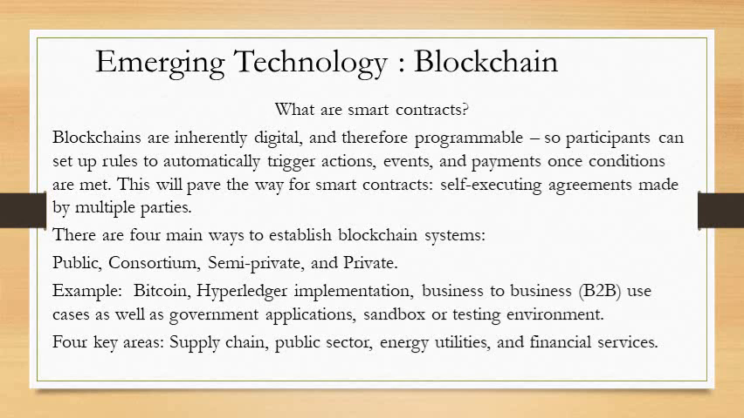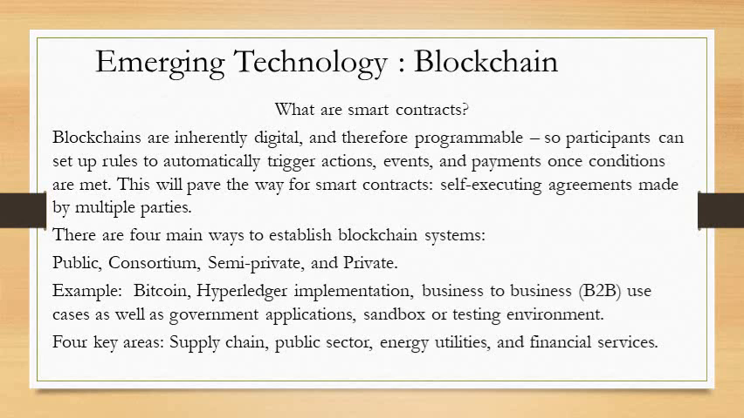Before going further, we must also know what smart contracts are to understand the power of blockchain. Blockchains are inherently digital and therefore programmable. So participants can set up rules to automatically trigger actions, events, and payments once conditions are met. This paves the way for smart contracts, which are nothing but self-executing agreements made by multiple parties.